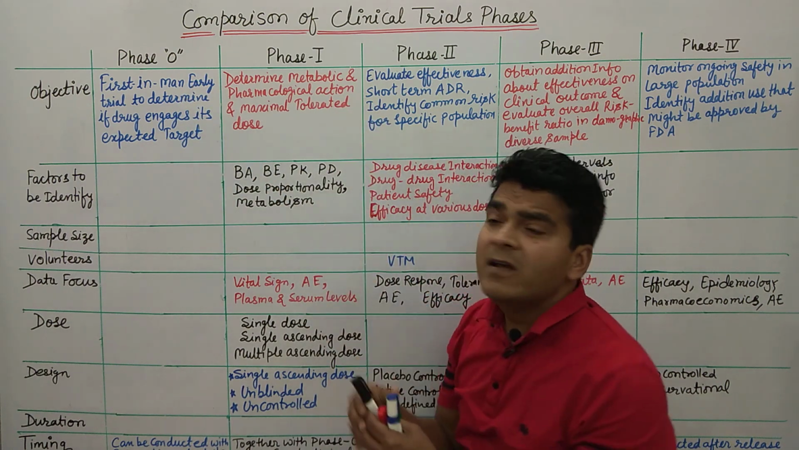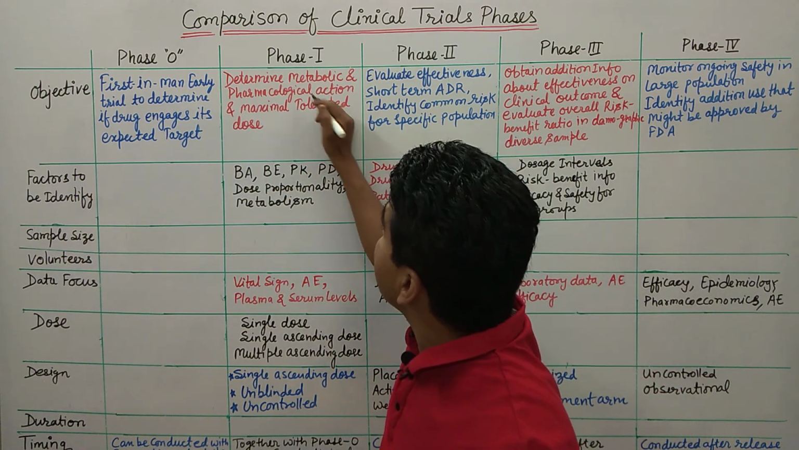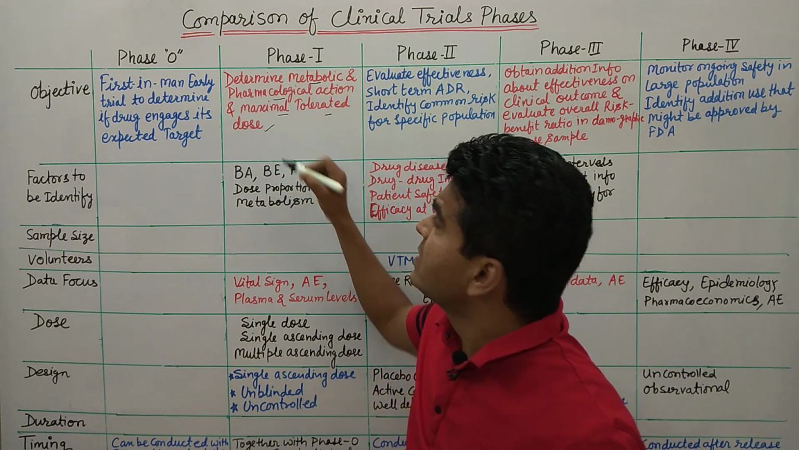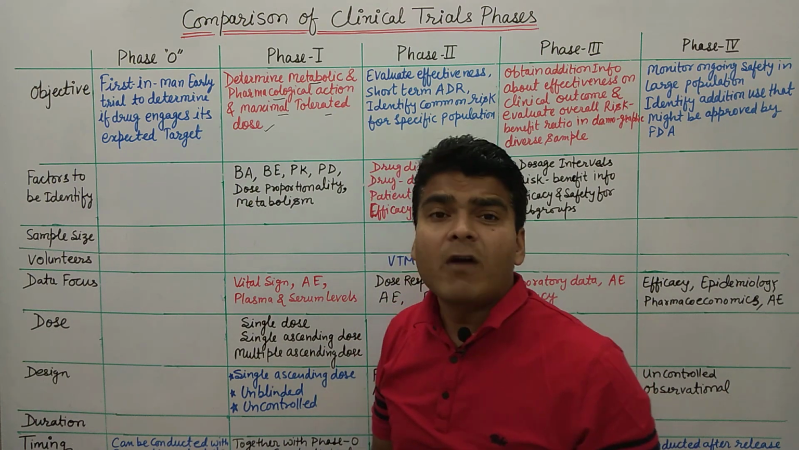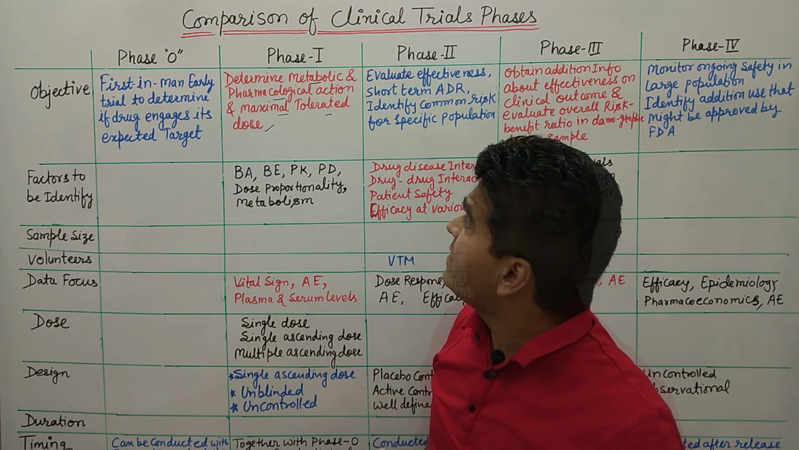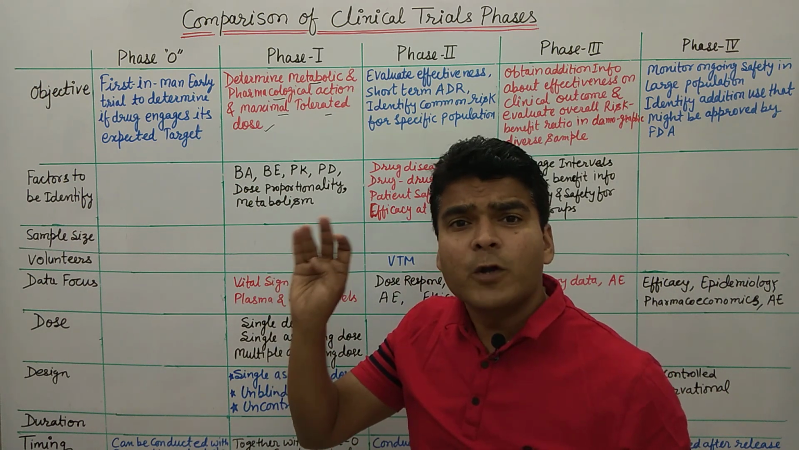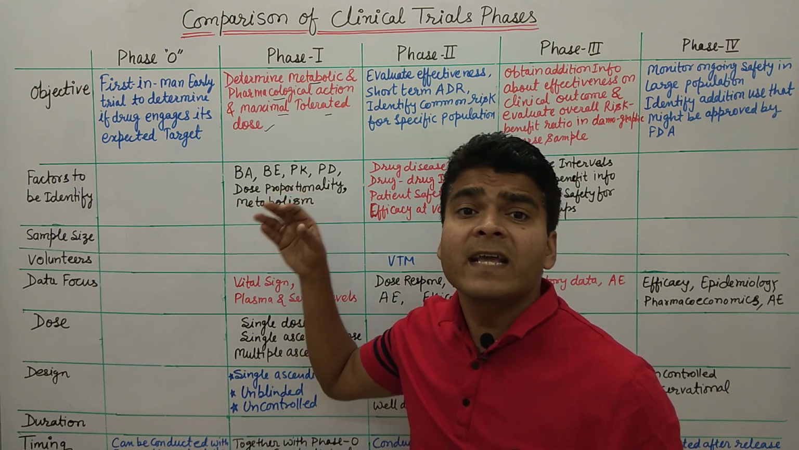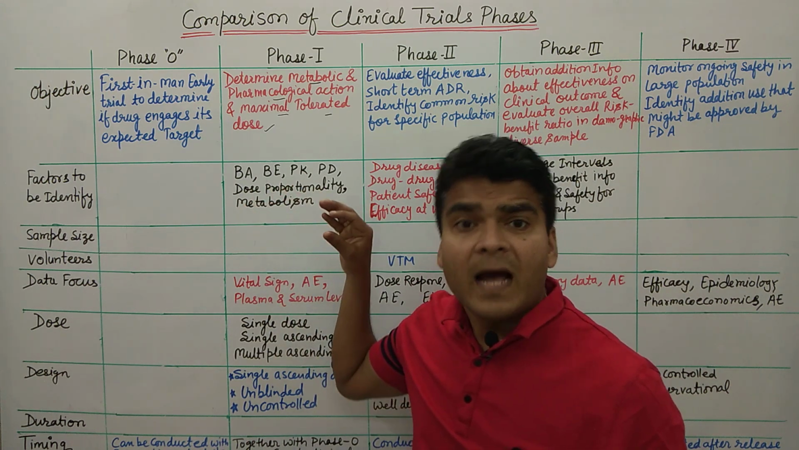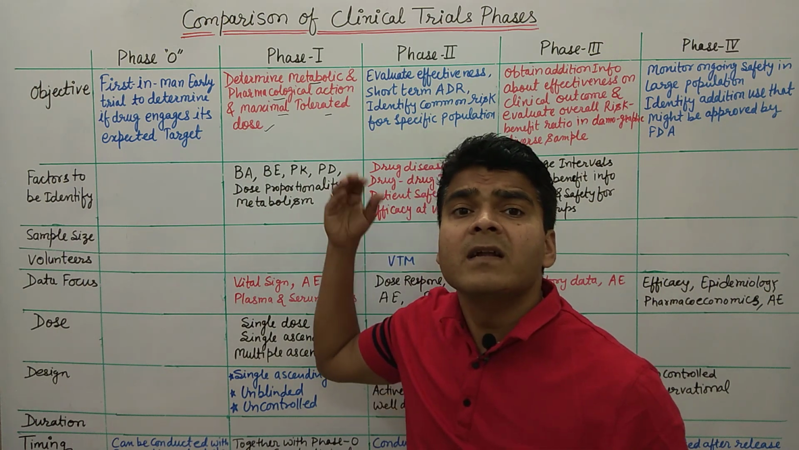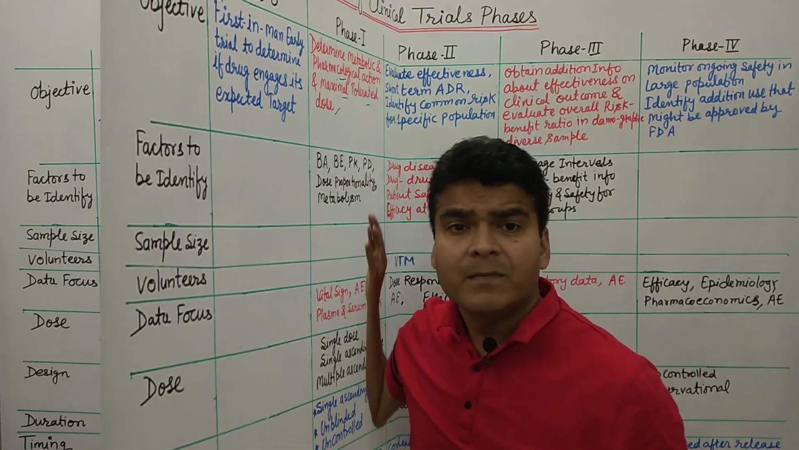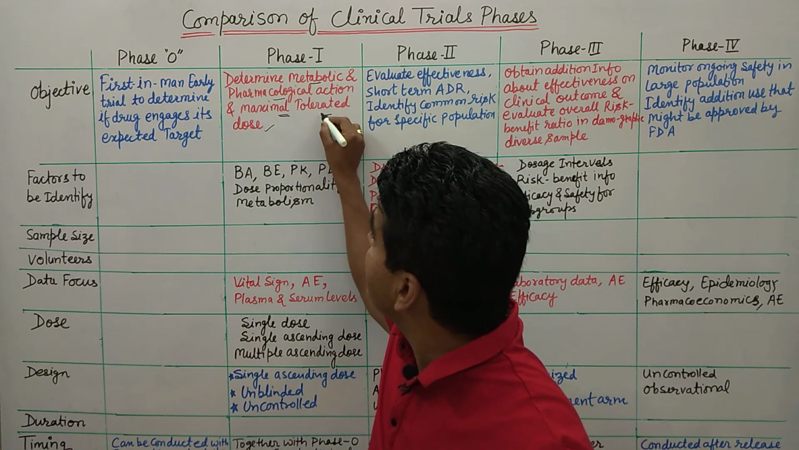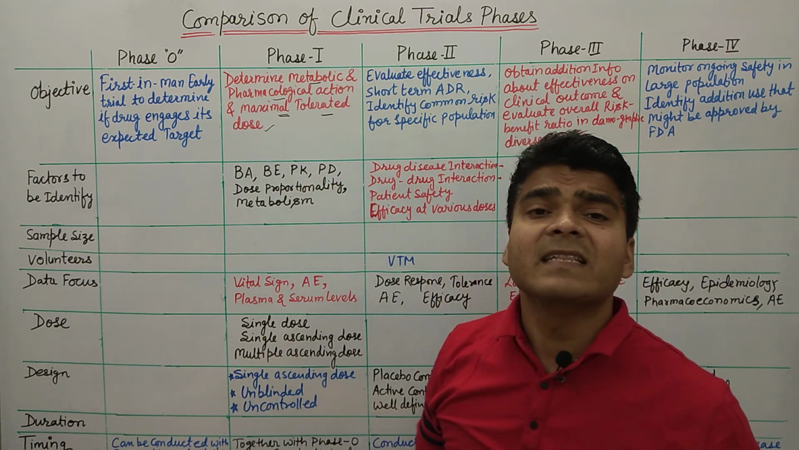And in phase 1, what is our objective? We determine metabolic, pharmacological action and maximum tolerated dose. So in phase 1 trials, first we determine the metabolic data. We want to identify the metabolic data. Then what is the pharmacological action we find in the phase 1 clinical trial in humans? Are those data similar to what we find in preclinical trials? Clear? As well as the maximum tolerated dose, we also identify in these trials.